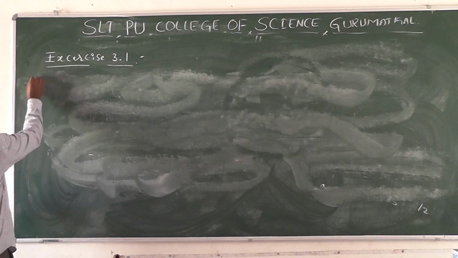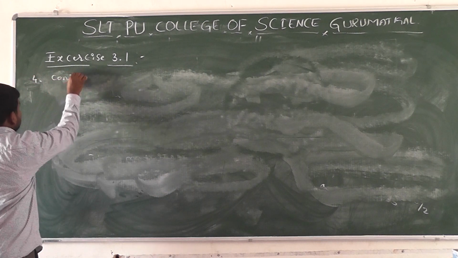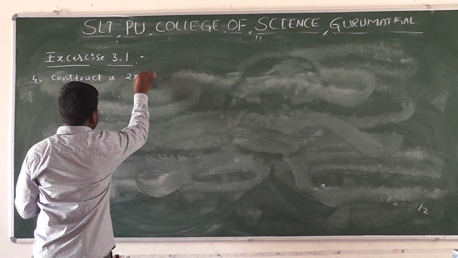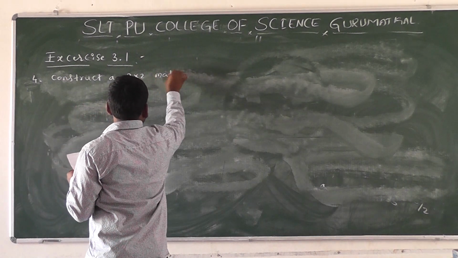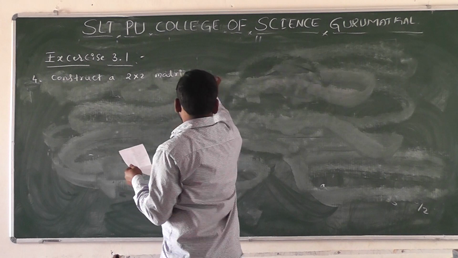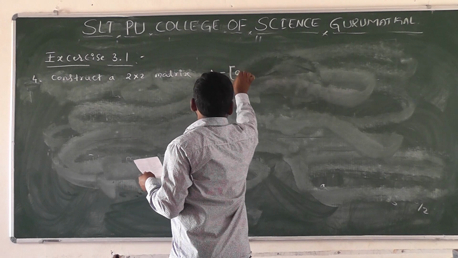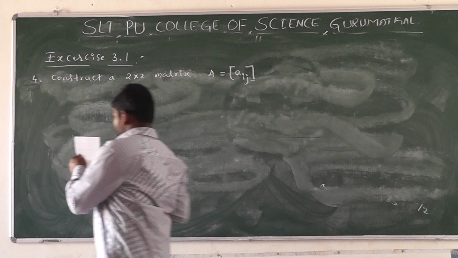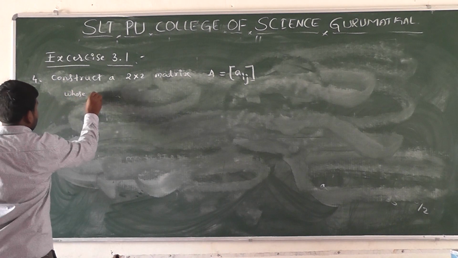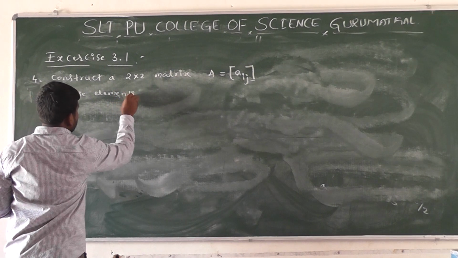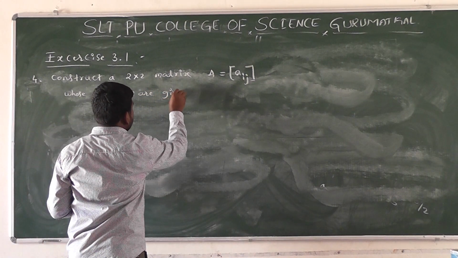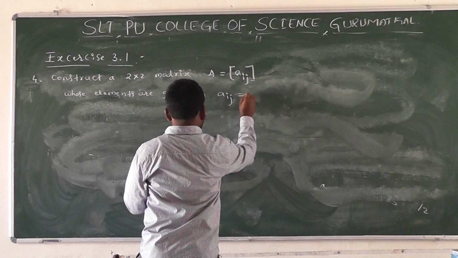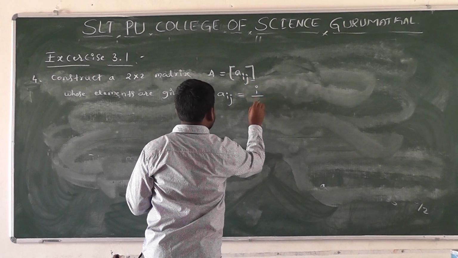Fourth question. Construct a 2 cross 2 matrix A equal to Aij, where i is the row number and j is the column number, whose elements are given by Aij is equal to i divided by j.